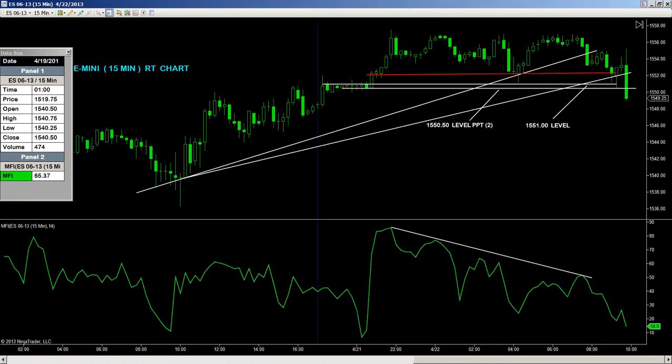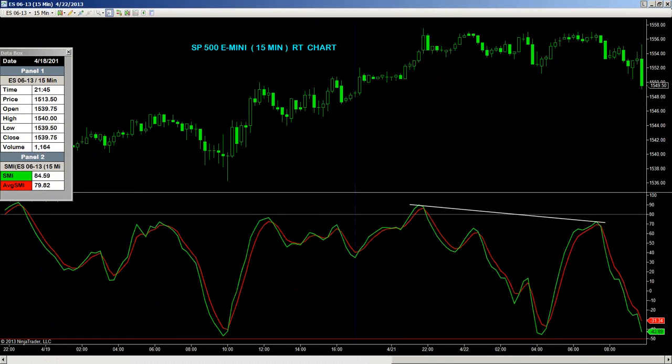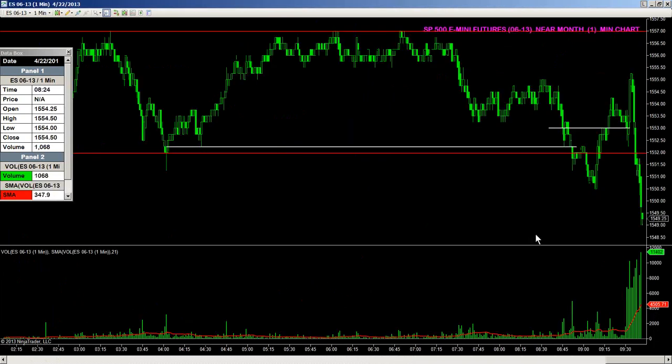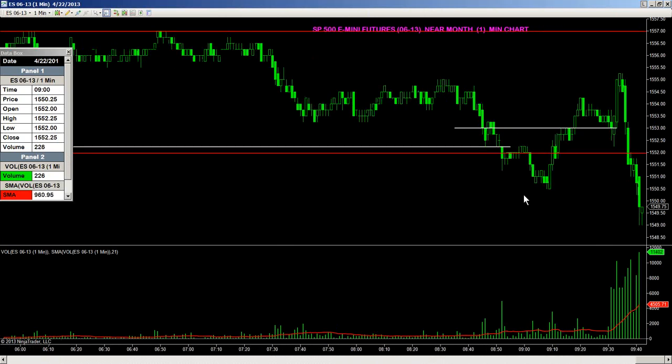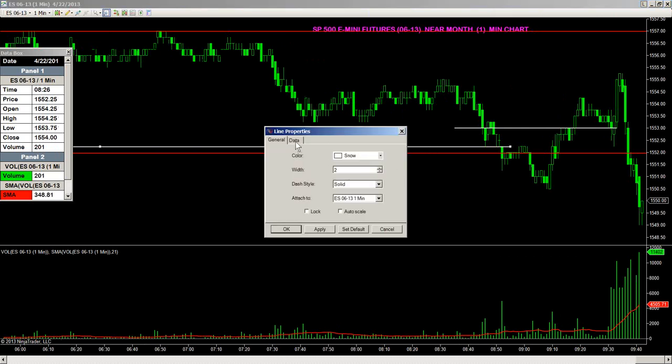And again here, another confirmation from money flow. So let's get back and take a look at the 1-minute chart, because I'd like you to see, right here at this point, and we'll blow it up for you, the levels that were laid out here.